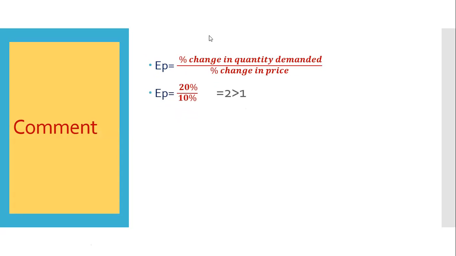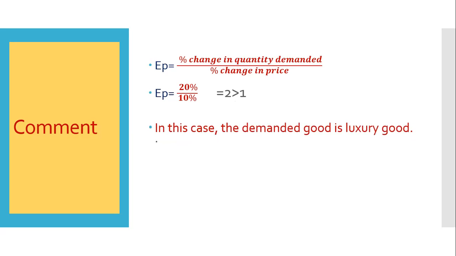Here you see the percentage change in quantity demanded is 20%, but the percentage change in price is smaller, that is 10%. So in the definition we have just read that if the change in quantity demanded is greater than the change in price, that is elastic demand. So here the change in quantity demanded is greater than the change in price, and so we get the result 2, which is greater than 1, so we can say it is elastic demand.